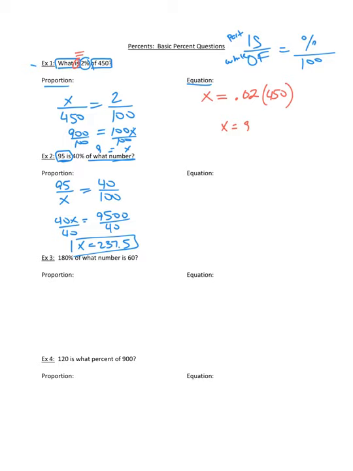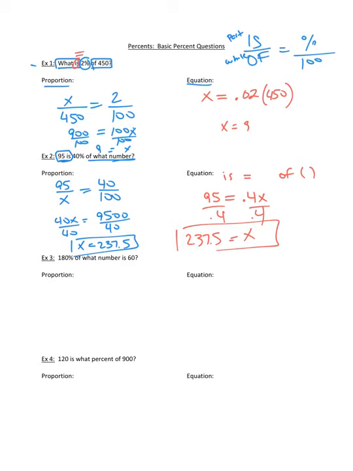To do an equation, the word is your equal sign. The word of is multiplication. So 95 is equals 40%, which is 0.4, of what number, times something. So if I solve this equation, I just divide both sides by 0.4. So 95 divided by 0.4 is going to give me the same answer, 237.5.